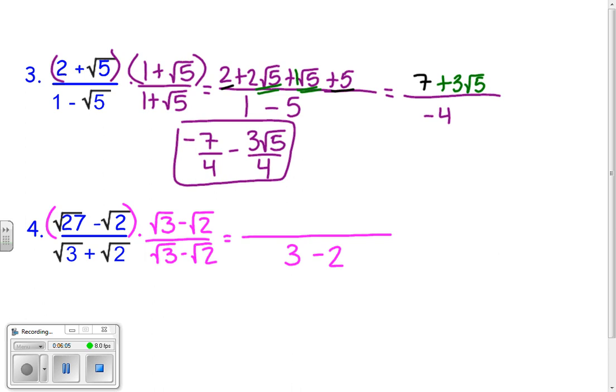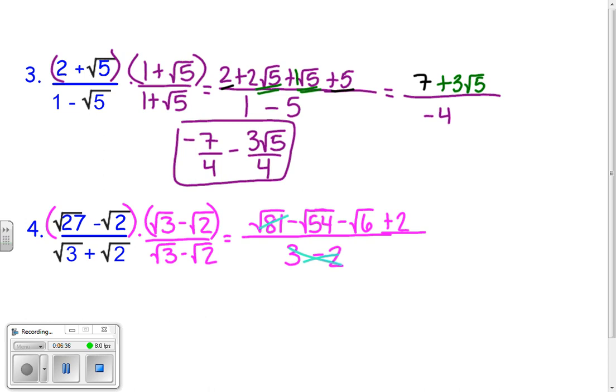On the top, you're forced to FOIL. Root 27 times root 3 is root 81, which I'll fix in a second. Root 27 times negative root 2 is negative root 54. Negative root 2 times 3 is a negative root 6. And negative root 2 times a negative root 2 is a plus 2. So again, I'm going to ignore the bottom because it's really just a 1. I'm going to focus on the top for a second.